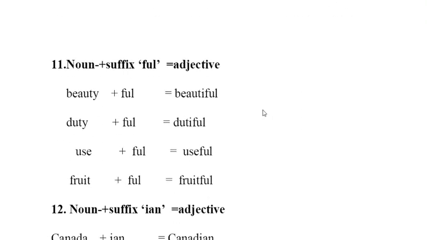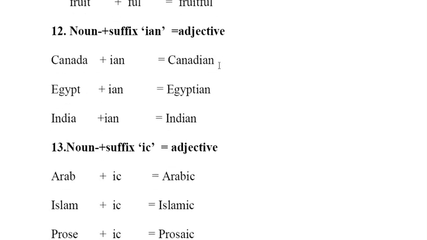Then it comes noun plus suffix full, adjective. Beauty plus full, beautiful. So what to do? Full is added with a noun as a suffix, then it becomes an adjective. Duty plus full, dutiful. Use plus full, useful. Fruit plus full, fruitful. So it's about full added with a noun and becomes an adjective.